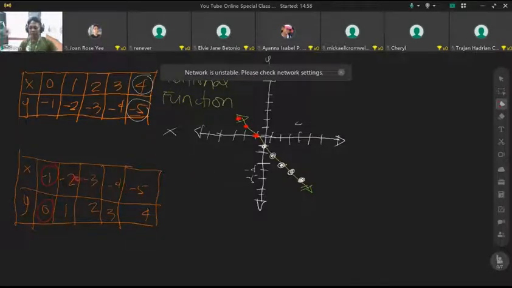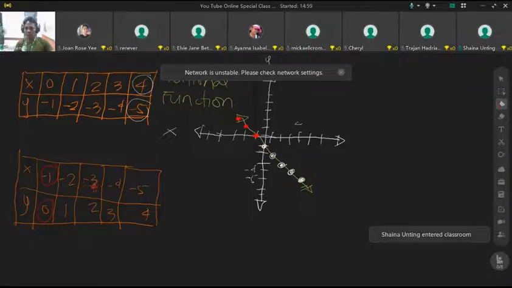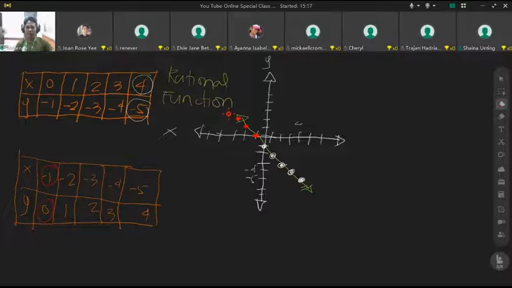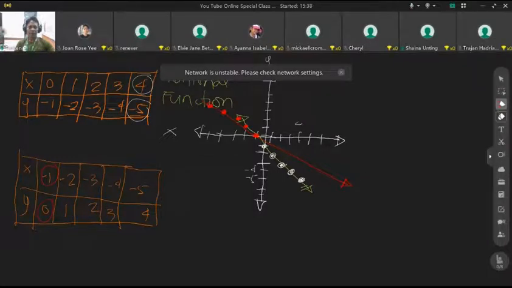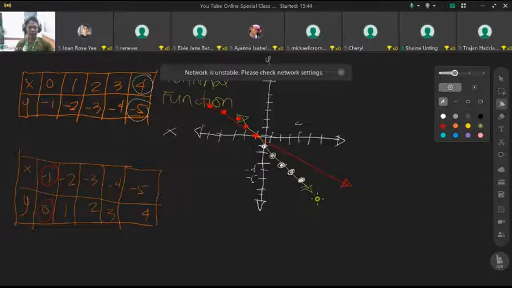If our x is negative 4, our y is positive 3. 1, 2, 3, 4. 1, 2. Negative 5, positive. So most probably, our graph is here. And the other one, the rational, is here.